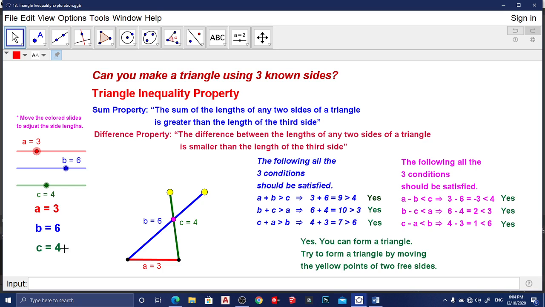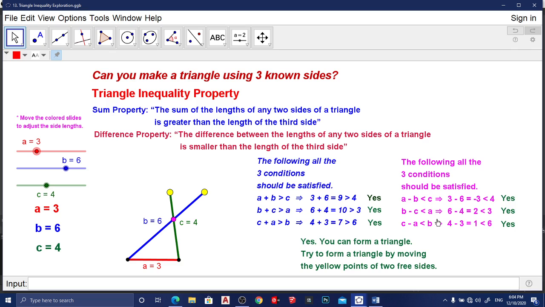Next, C plus A, which is 4 plus 3, 7, is also greater than 6. This is also satisfied. So if you take the difference rule, A minus B, what is A minus B here? 3 minus 6, which is minus 3, is less than 4. Satisfied here. Next, B minus C, what is B here? 6 minus 4, which is 2, is less than the third side A, 3. So this is also satisfied. C minus A is less than B. So C minus A, 4 minus 3 is 1, which is less than the third side B, 6. So this is also satisfied. So here also all three properties are satisfied.